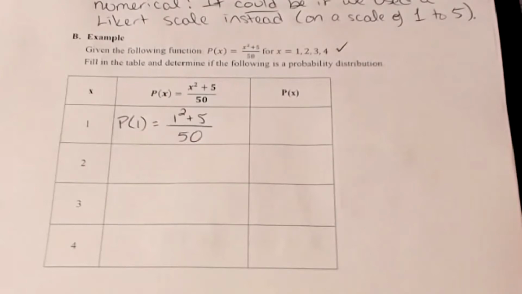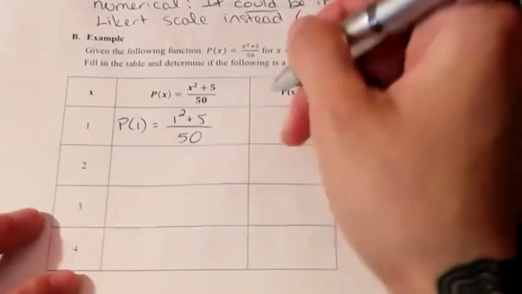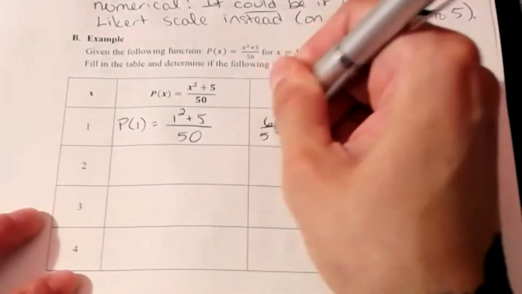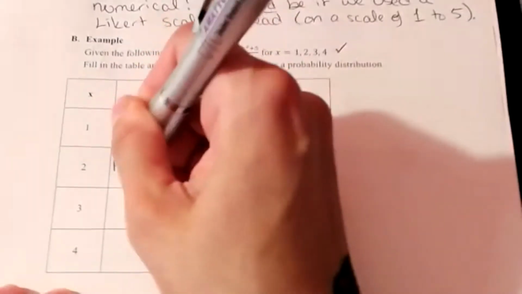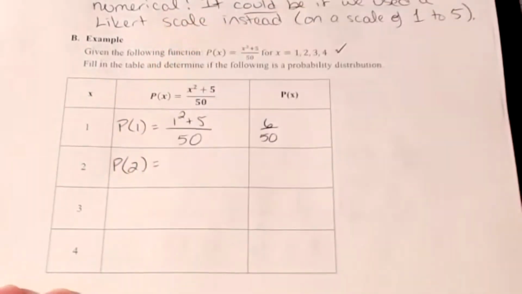So we have 1 squared, which is 1, plus 5 is 6. And so then our probability is 6 over 50. I'm not going to convert these into a decimal yet, only because I feel like we will end up with rounding error if we convert it to decimal form. So let's keep it in fraction form for now. Let's do the same thing with the second one. We want the probability that a random variable takes on the value 2.